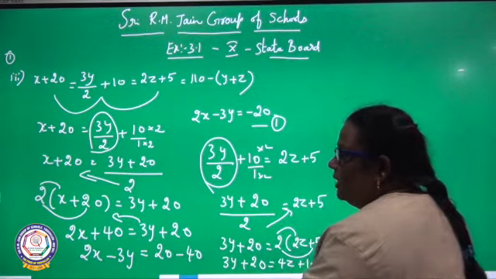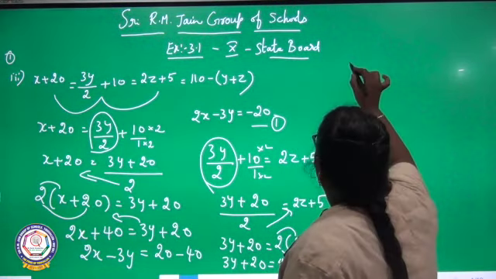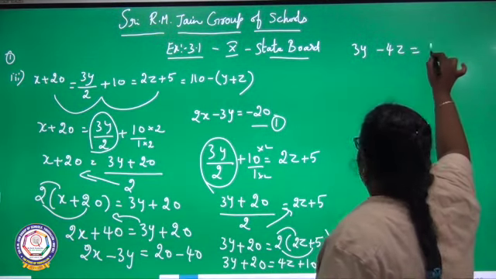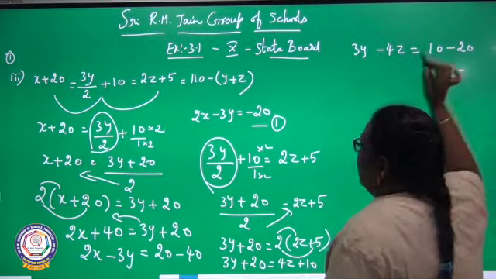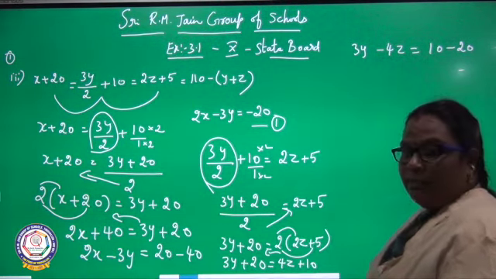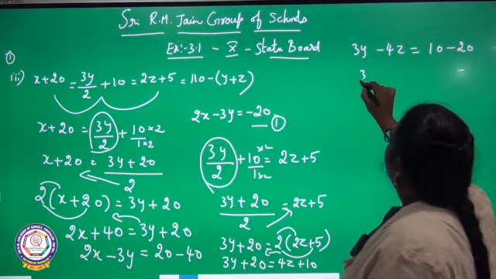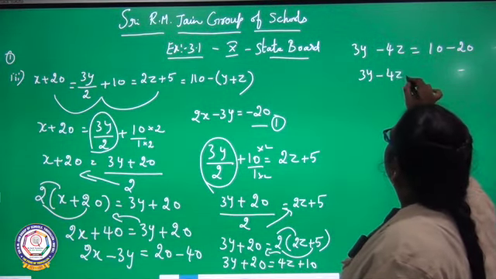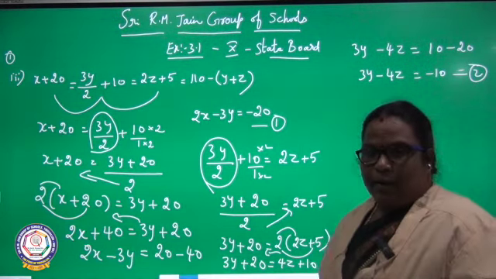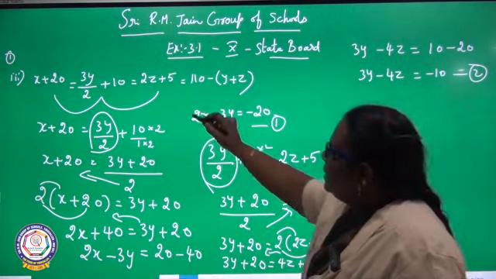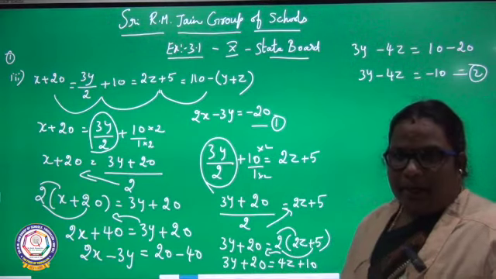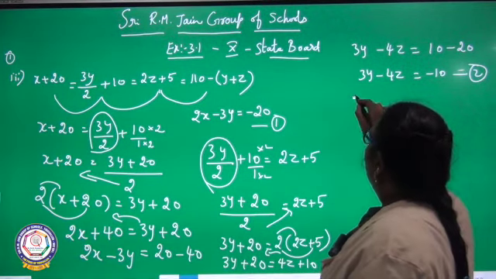So you can bring the variables to one side. So 3y minus 4z equal to 10 minus 20. So 3y minus 4z equal to minus 10. Take it as the second equation. Then you compare the third and fourth.